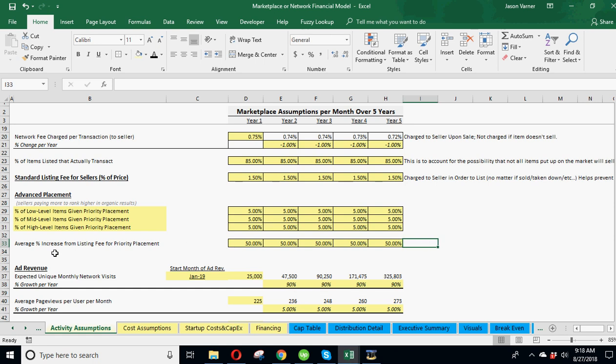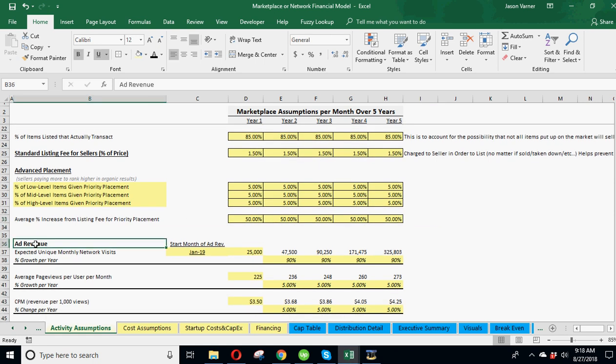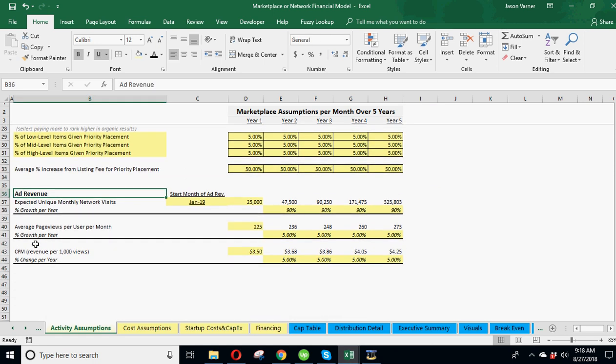Okay, so then we have ad revenue. This is the final stream. If you've got a network with a lot of users on it, you might want to sell ad space to third parties. They might not actually have things to buy or sell on your network or marketplace, but they might want to advertise on it for whatever reason.